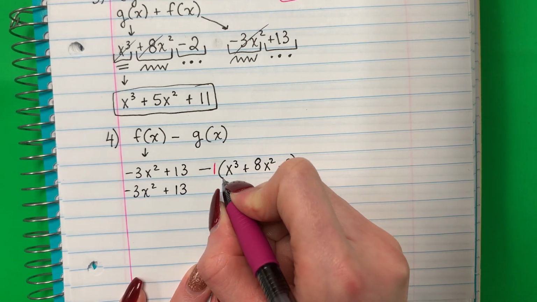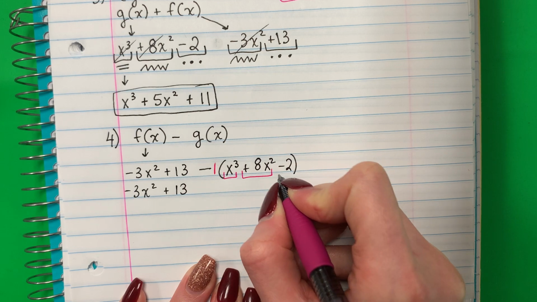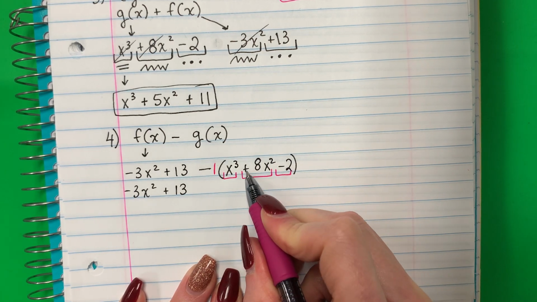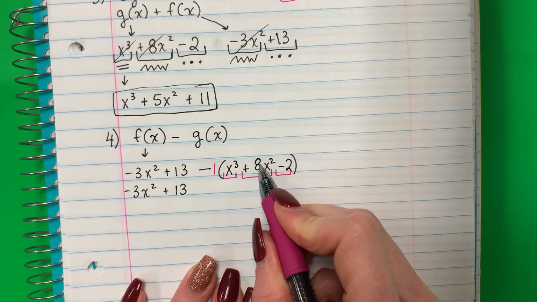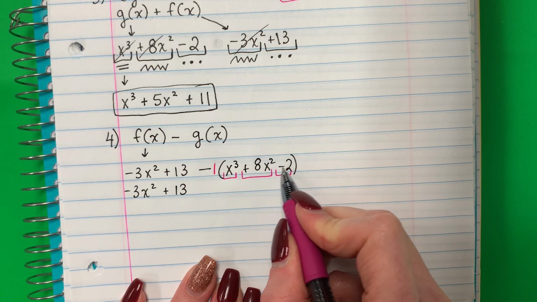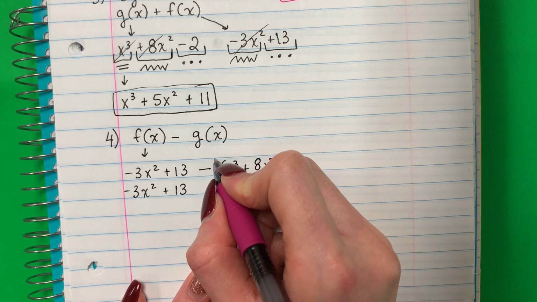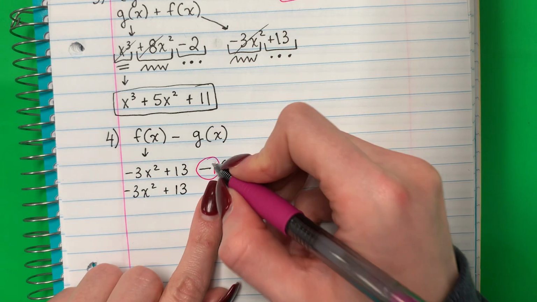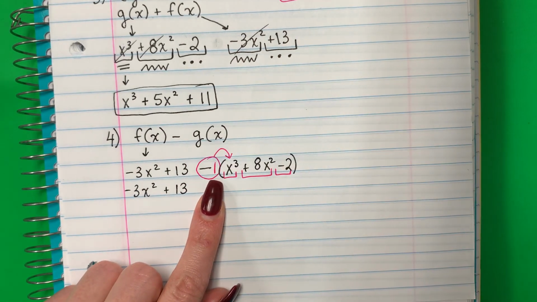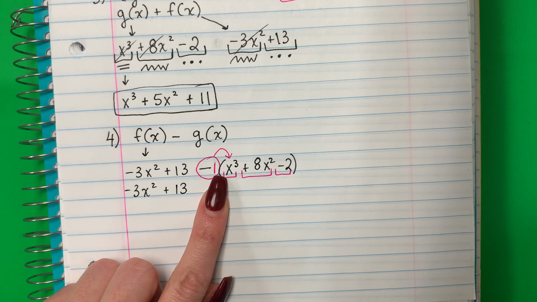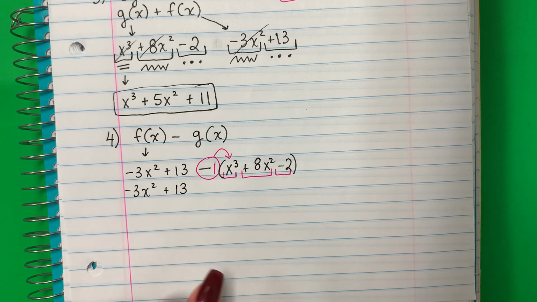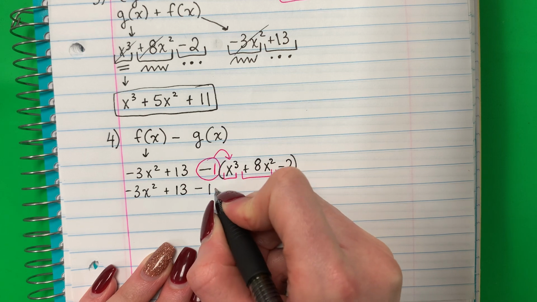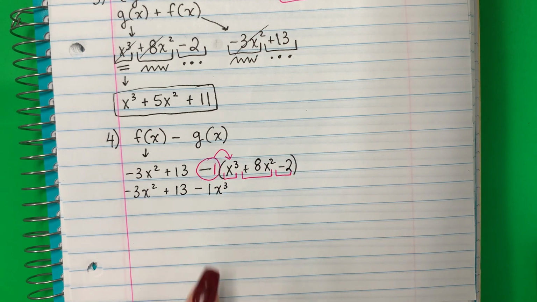I have 3 parts. 1, 2, 3. This plus is with the 8. This minus with the 2. And I'm going to multiply 3 times. Negative 1 times x cubed is negative 1 x cubed.